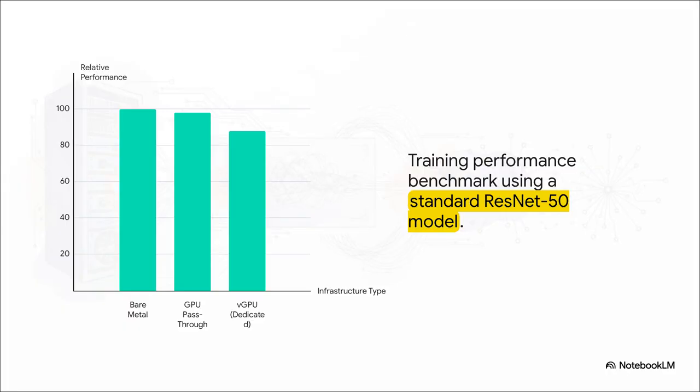This is a standard training benchmark. On the left, bare metal sets the bar at 100%. In the middle, GPU pass-through is right on its tail at 98%, practically the same thing. But then, look at the bar on the right for vGPU. Even when it's dedicated to just one VM, performance drops to 88%. That's a 12% chunk of your expensive hardware's power that just vanished into thin air.